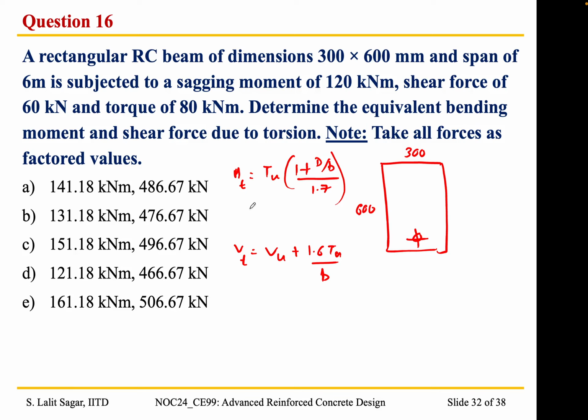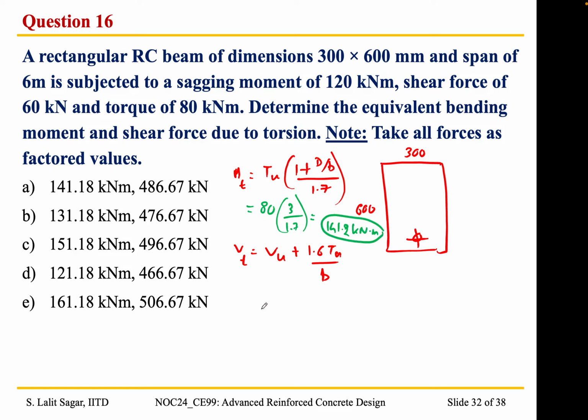So here we have the expression for equivalent bending moment, that is torsional moment is 80 into d by b is 2, so we can take it as 3 by 1.7, which gives us a value of 141.2 kilonewton meter.